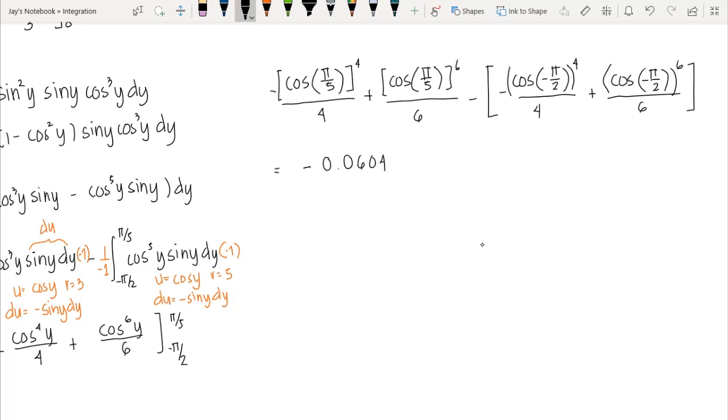0.0604. So therefore, the integration of cosine cubed y sine y dy, with limit from negative pi over 2 to pi over 5, is equal to negative 0.0604. So let's check it using our calculator.